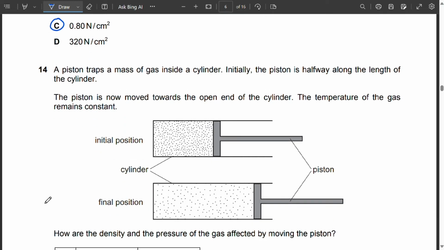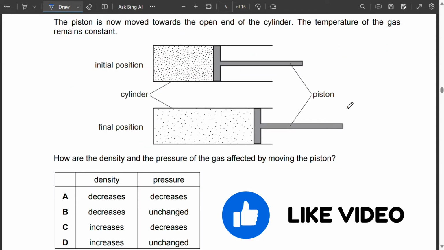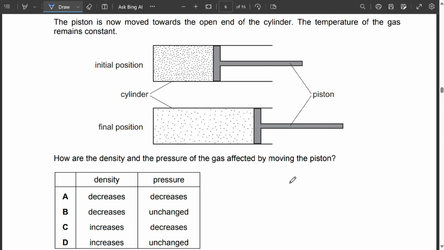Okay, now let's come to the next one, 14th. A piston traps a mass of a gas inside a cylinder. Initially, the piston is halfway along the length of the cylinder. Okay, the piston is now moved towards the open end of the cylinder. Okay, now it is basically expanding, increasing the volume. The temperature of the gas remains constant. Okay, the temperature is constant. How are the density and pressure of the gas affected by moving the piston?